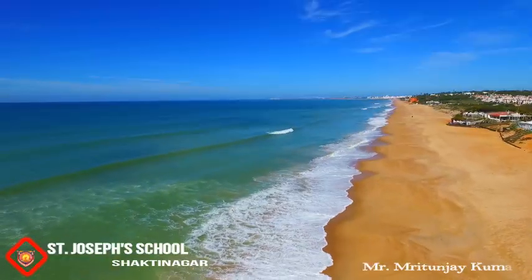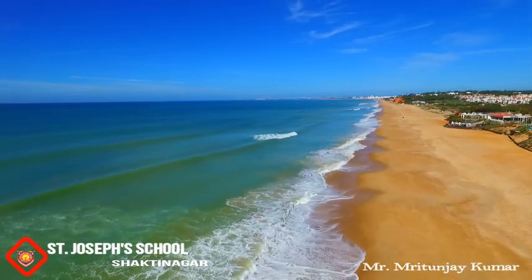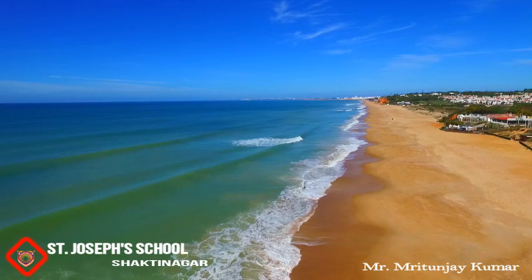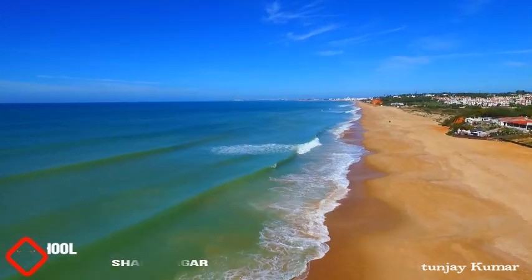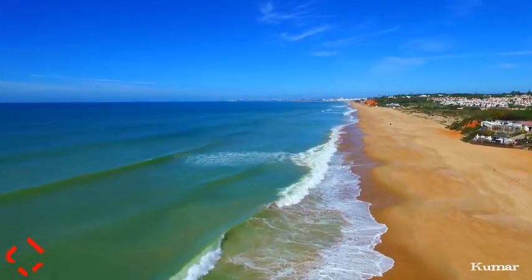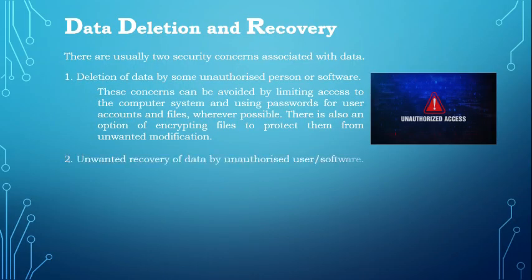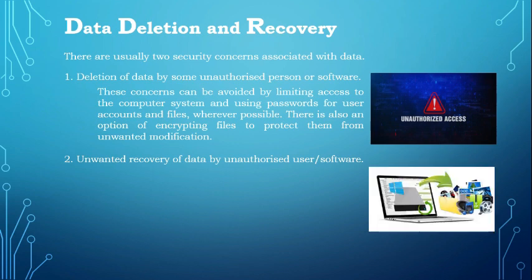And second is unwanted recovery of data by unauthorized users or software. Many times we discard our old, broken or malfunctioning storage devices without taking care to delete data. We assume that contents of deleted data are permanently removed. However, if these storage devices fall into the hands of mischievous persons, they can easily recover data from such devices.